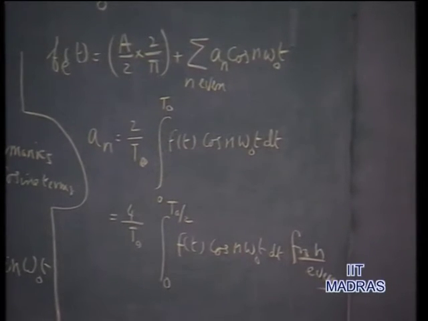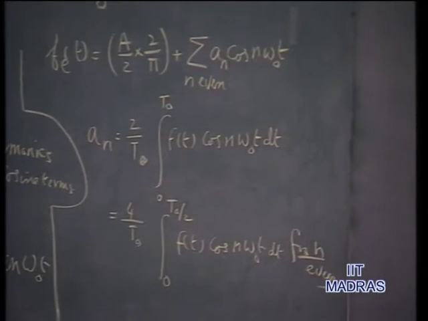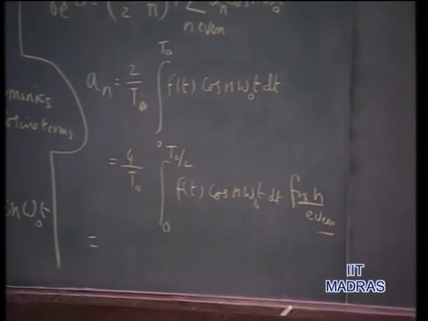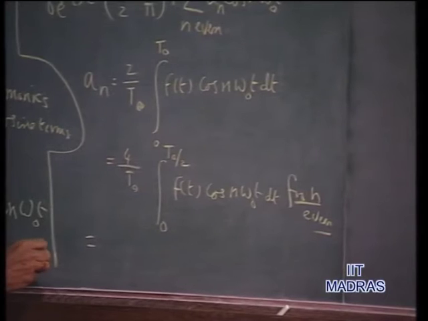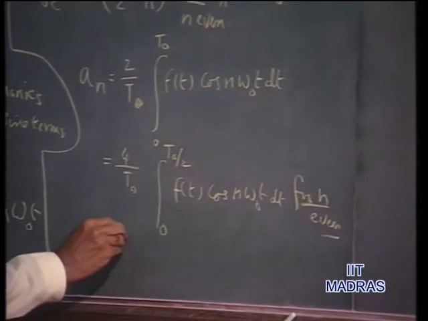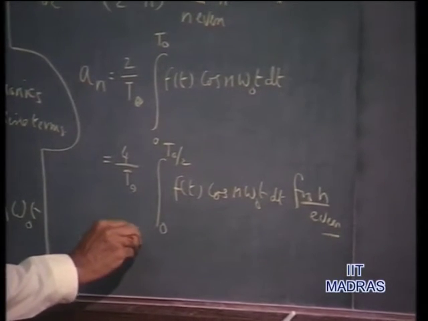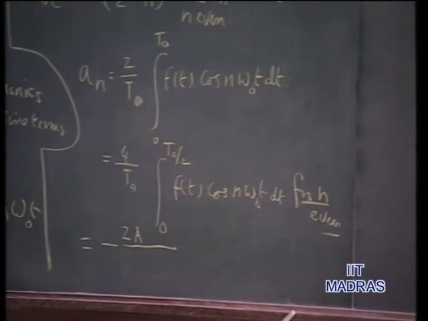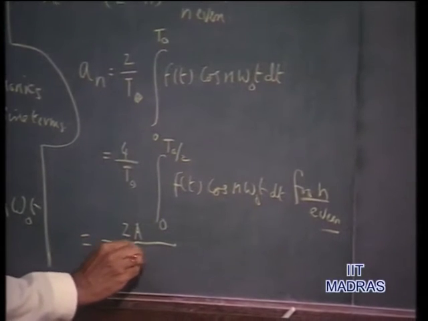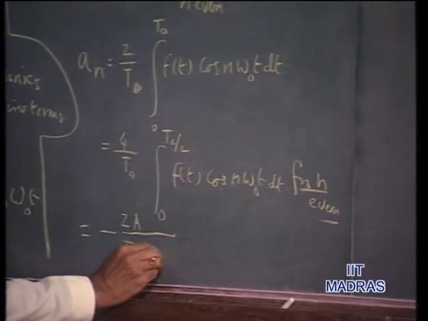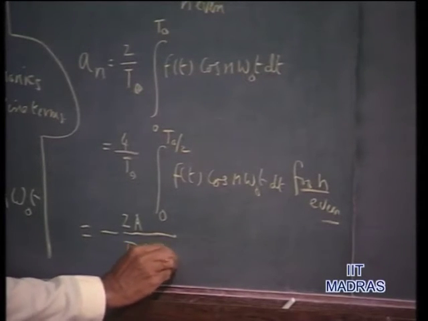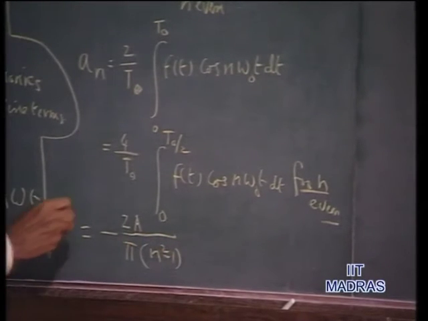I will not go through the resulting integration. It can be shown that this will lead to minus 2a upon pi times n squared minus 1, that is the value.